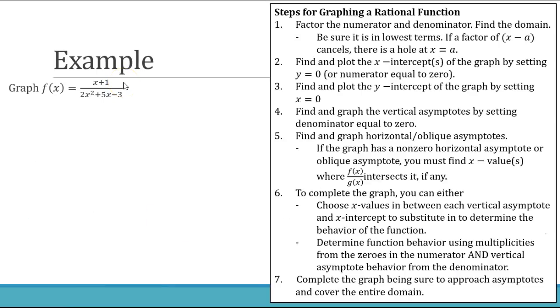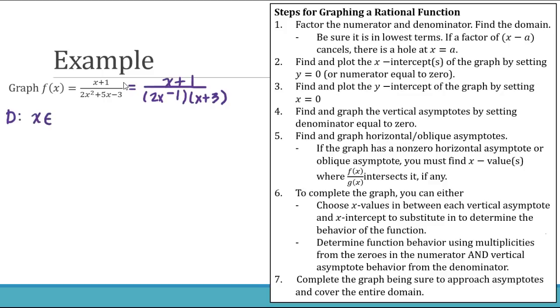Alright, we've reached our big examples. We want to graph a more complicated rational function. We have x plus 1 over 2x squared plus 5x minus 3. And we're going to follow this sequence of steps here. We're going to factor the numerator and denominator and find the domain. The numerator is just x plus 1, nothing I can do there. The denominator will factor to 2x minus 1 and then x plus 3. So let's go ahead and find the domain.